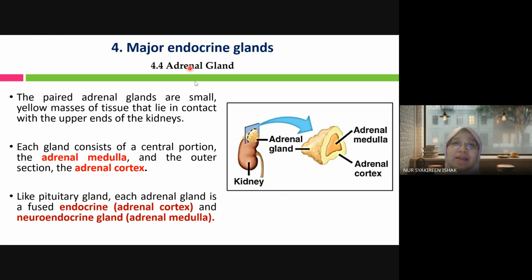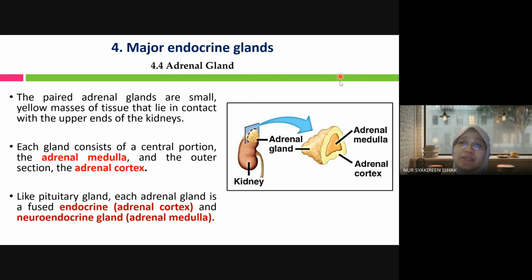Maksudnya kat sini adrenal gland ni dia macam pituitary gland juga. Pituitary gland dia ada anterior posterior kan. So kalau posterior tu tadi dia adalah neurosecretory cells, kalau anterior tadi dia adalah endocrine cells. Sama juga macam adrenal gland. Bahagian adrenal medulla bahagian tengah ni dia adalah neuroendocrine. Maksudnya adrenal medulla ni dia akan secrete hormone from the neuron extending jauh dalam badan awak.